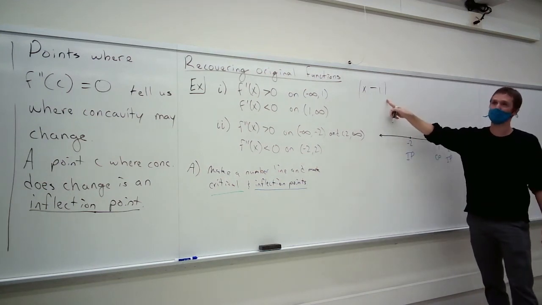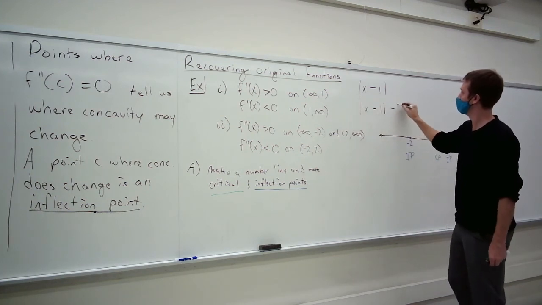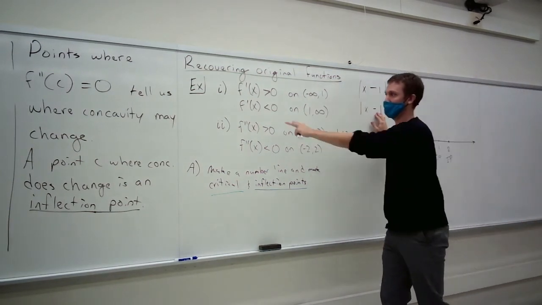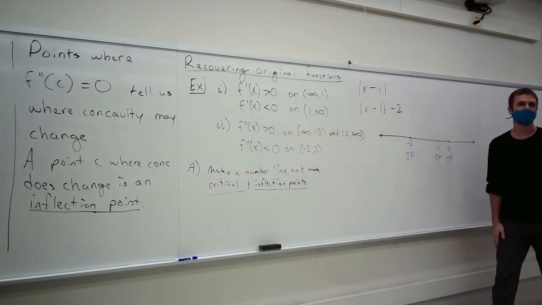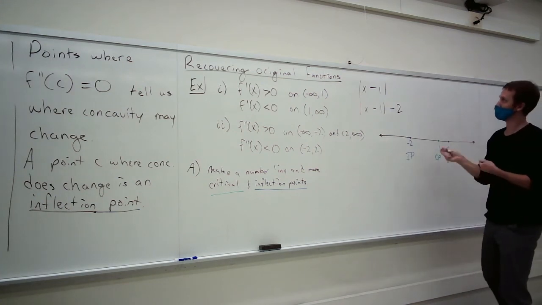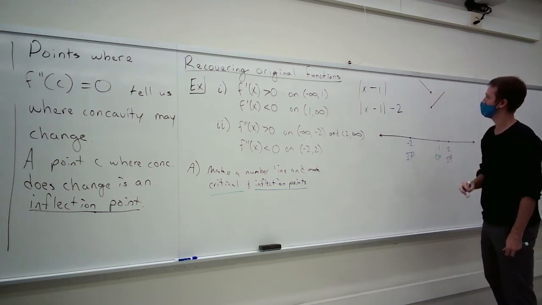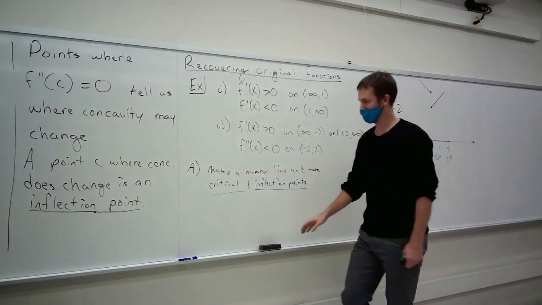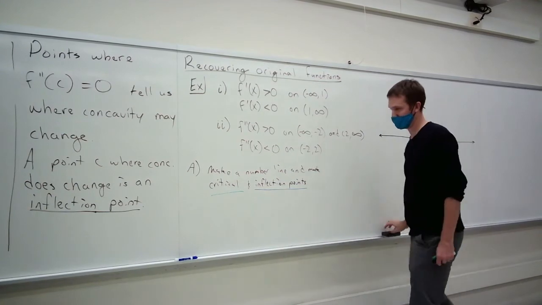To the left of 1, we're going to use this. To the right of 1, we're going to use this. To the right of 1, we have a negative derivative. To the left of 1, we have a positive derivative. But this is not a continuous function, because it looks like this. Not even continuous, not even differentiable at 1. So by saying that this is a critical point, we're assuming that we have a differentiable function at that point. That's something to tuck away and remember.